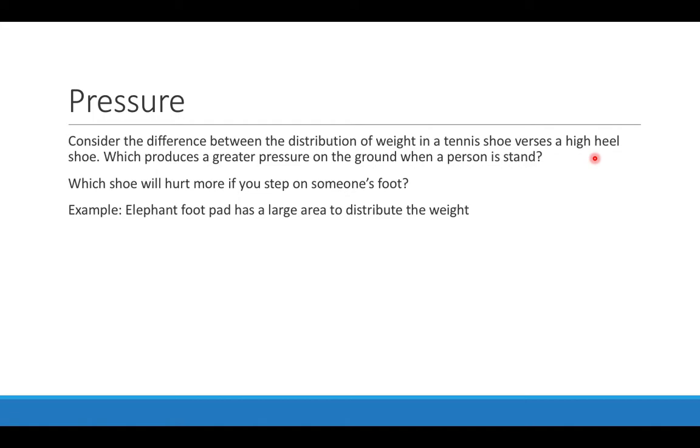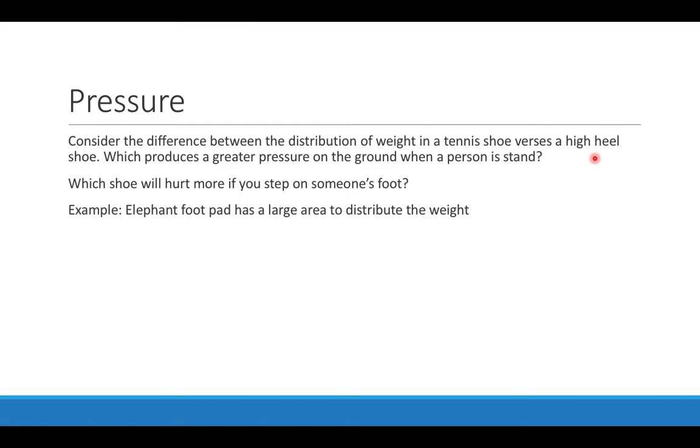Probably not really a problem. You might leave a little print on the ground from the tennis shoes. But imagine that same person putting on a pair of high heel shoes and walking across the ground. There's less cross-sectional area on a high heel shoe. You've got the pad of the foot that has some contact with the ground, and then you have that heel at the end. So there's less cross-sectional area with the high heel shoe, which means there's a greater pressure. And what can happen is that the heel can actually sink into the ground if it's a wet surface.